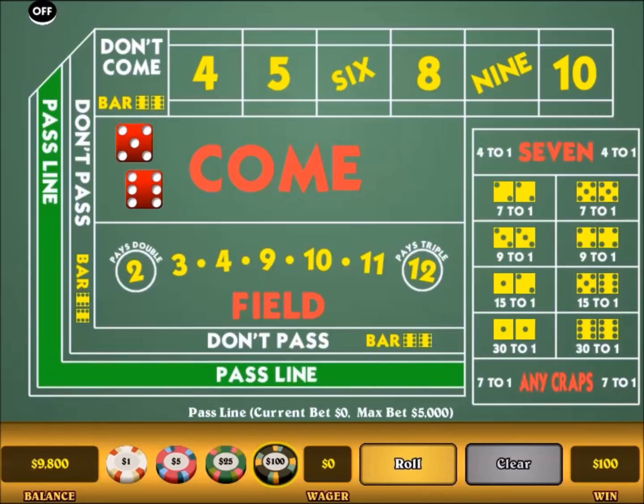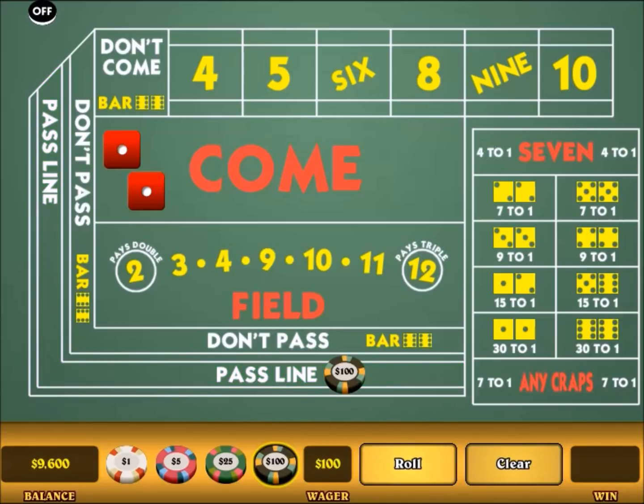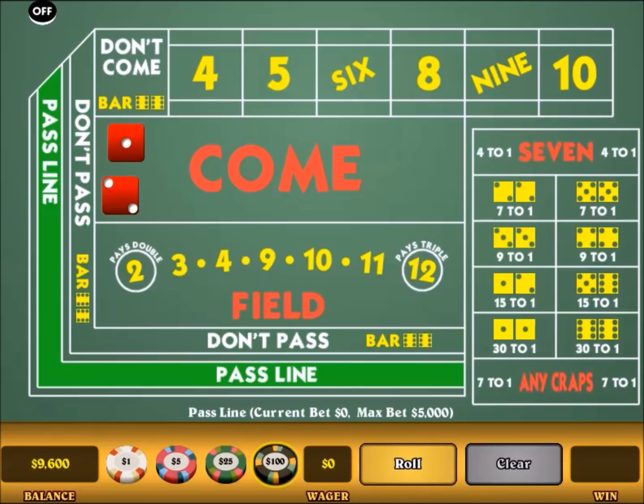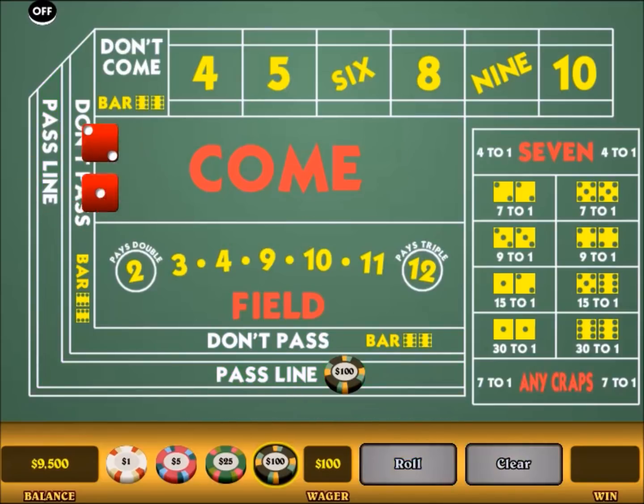So let's make a third one. Another come out roll. A 2. So as a reminder, if the come out roll is a 2, 3, or 12, you lose. So I lost that one. Let's make another one. A 3, another pass line bet lost because it's a 2, 3, or 12. So let's make another one.